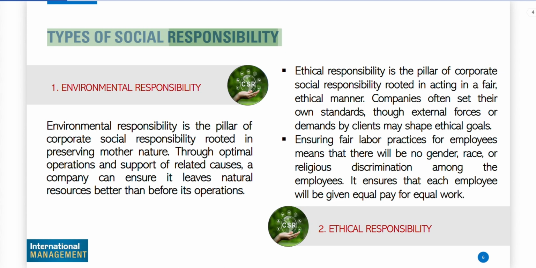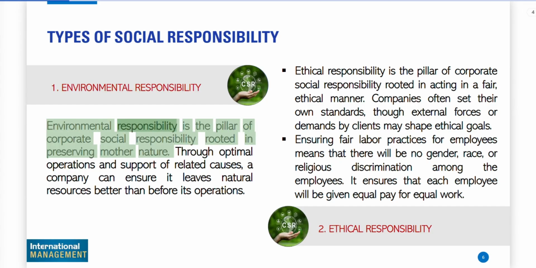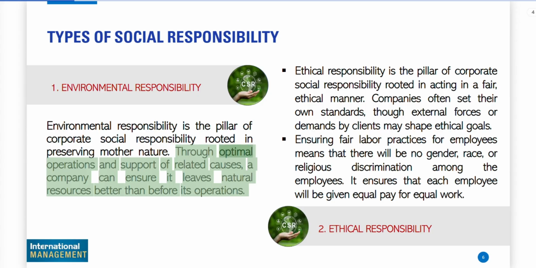Types of social responsibility. 1. Environmental responsibility. Environmental responsibility is the pillar of corporate social responsibility rooted in preserving Mother Nature. Through optimal operations and support of related causes, a company can ensure it leaves natural resources better than before its operations.